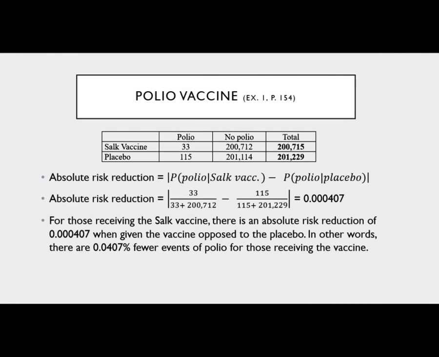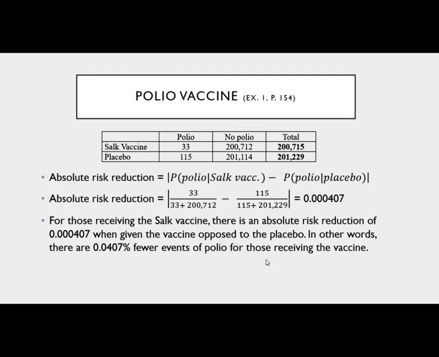All right, so let's look at the polio vaccine example on page 154. The absolute risk reduction is the probability of polio given the Salk vaccine minus the probability of polio given the placebo. So the probability of polio given the Salk vaccine is 33 over 33 plus this number, minus 115 over 115 plus this number, and we get that number. So for those receiving the Salk vaccine, there is an absolute risk reduction of 0.000407 when given the vaccine as opposed to the placebo.